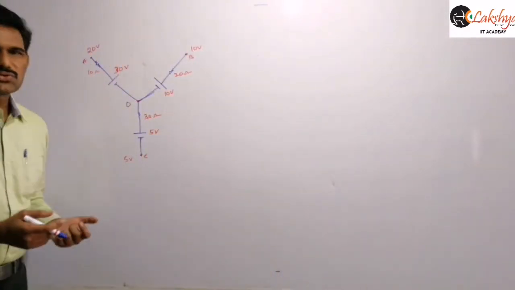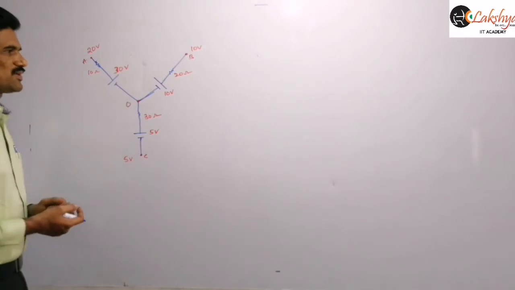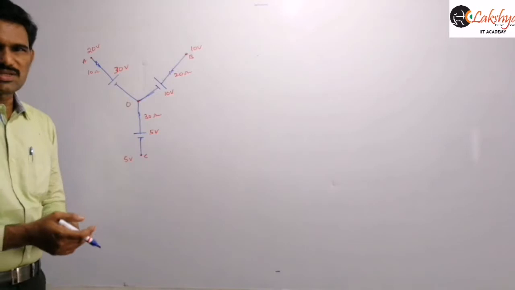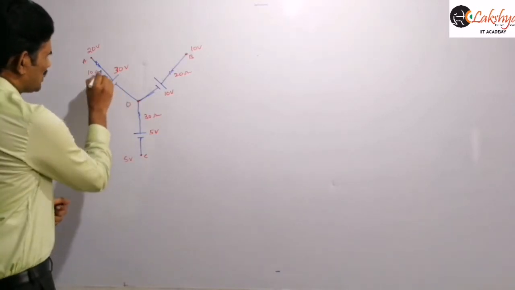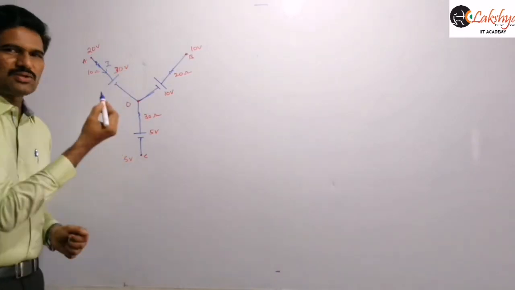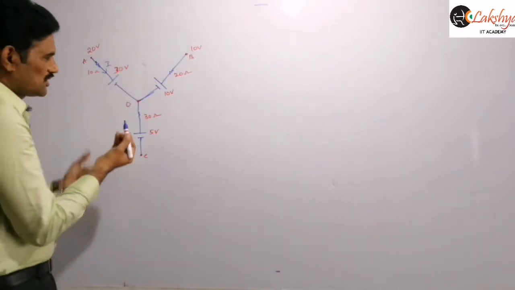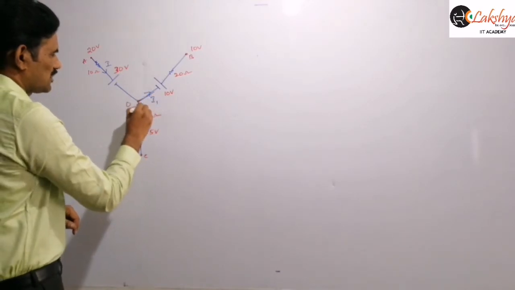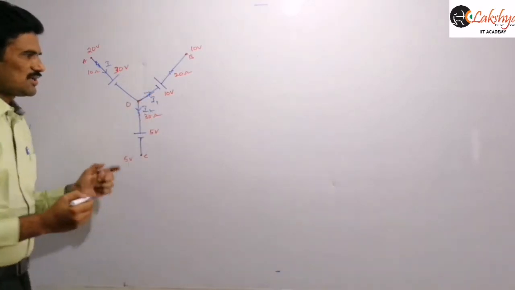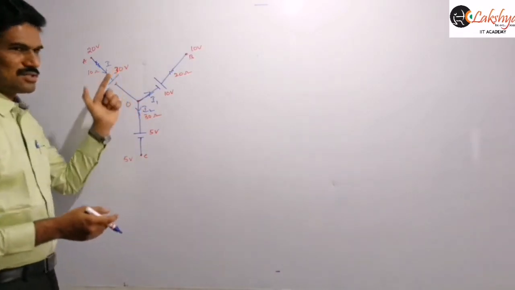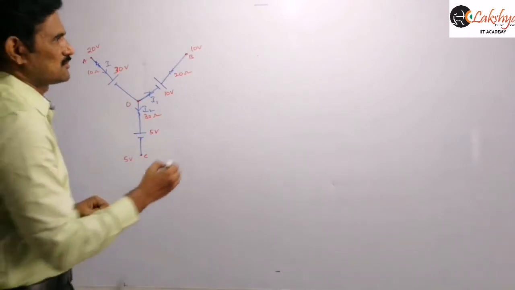Then, like our previous problem, here also I am assuming some current directions. You can assume any direction. Suppose here also I am assuming current is flowing like this. This is our assumption only; finally the direction may be wrong. So similar to our previous assumption, I am taking the currents I, I1 and I2 flowing like this, irrespective of the polarities or the potentials.